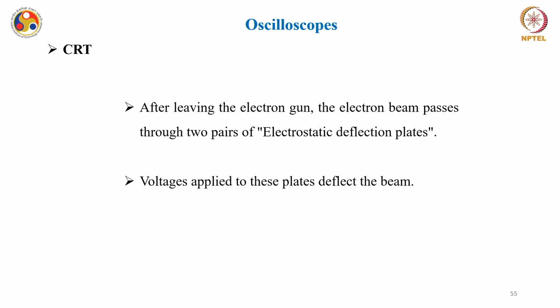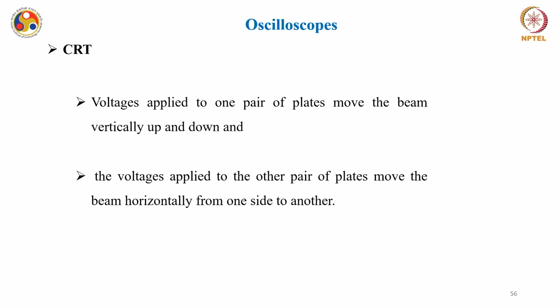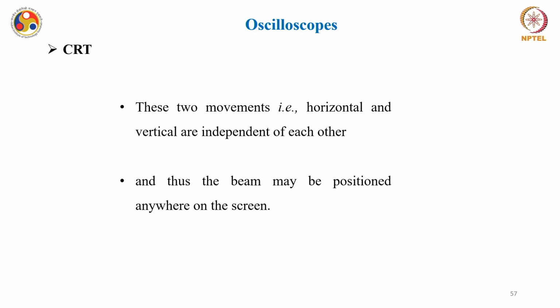After leaving the electron gun, the electron beam passes through two pairs of electrostatic deflection plates, which we have seen. Voltage applied to these plates deflects the beam. Voltage applied to one pair of plates moves the beam vertically up and down, and the voltage applied to the other pair of plates moves the beam horizontally from one side to the other. By this you have independent control, so the beam can move independently on the screen. These two movements, horizontal and vertical, are independent of each other, and therefore the beam can be positioned anywhere on the screen by using X and Y deflections.